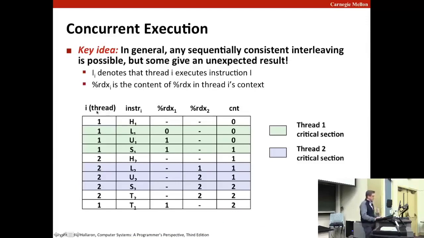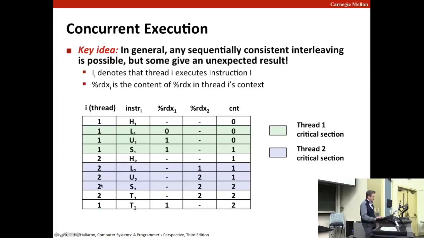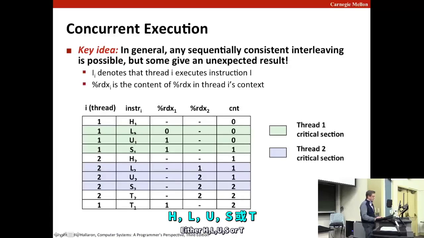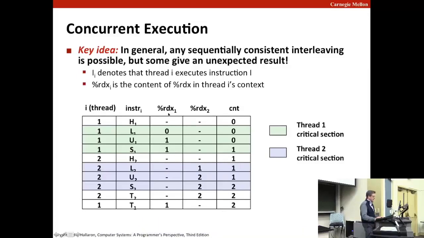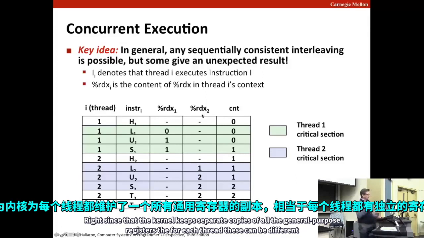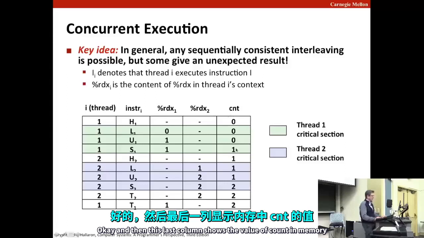In this column, we'll show which thread is executing, either thread 1 or thread 2. And then we'll denote which instruction in that thread is executing, either H, L, U, S, or T. And then this column shows the value of RDX for thread number 1. And this column shows the value of RDX for thread number 2. Since the kernel keeps separate copies of all the general purpose registers for each thread, these can be different. And then this last column shows the value of count in memory.